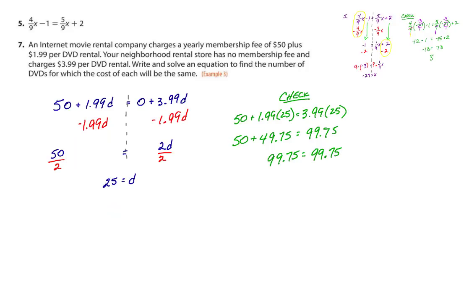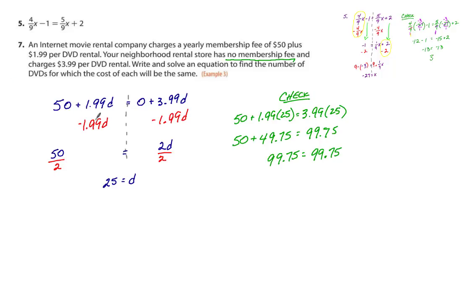Okay, so here's the work on the DVD rental. On the Internet Movie side, I've got a $50 membership fee plus $1.99 per disc. At the neighborhood rental store, I'm paying $3.99 a disc, but I have no membership fee. I put the 0 in. You don't have to have the 0 in the equation, but it helps me keep track of the fact that I took into account that there was no membership fee. So I did that for my first step.